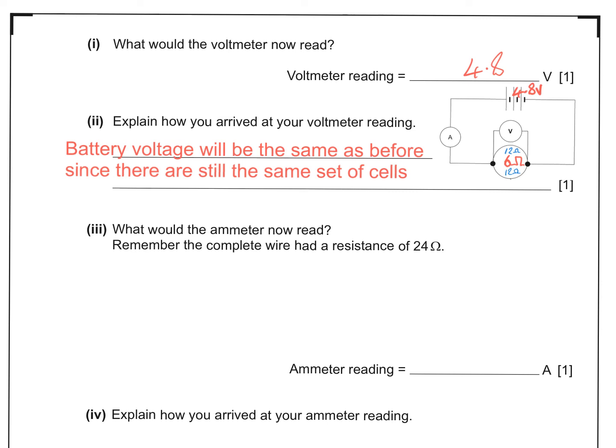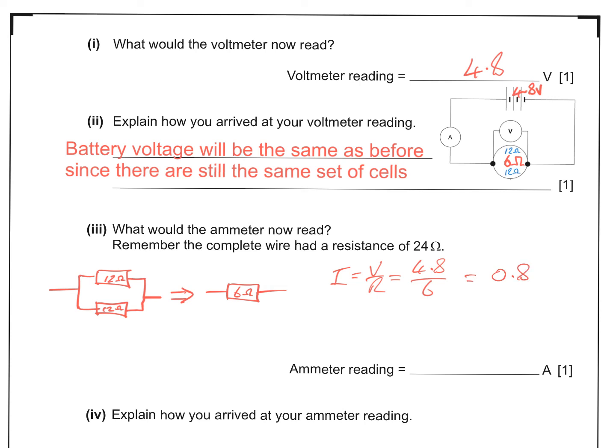What would the ammeter now read? Well, this is now where we look at the idea of having 4.8 volts across a 6 ohm resistance. So we just do an Ohm's law calculation for that. So we just point out that the two 12s in this arrangement is the same as a single 6, and then we just do I equals V over R for that, which in this case is going to be 4.8 over 6, and that would be 0.8 of an amp.